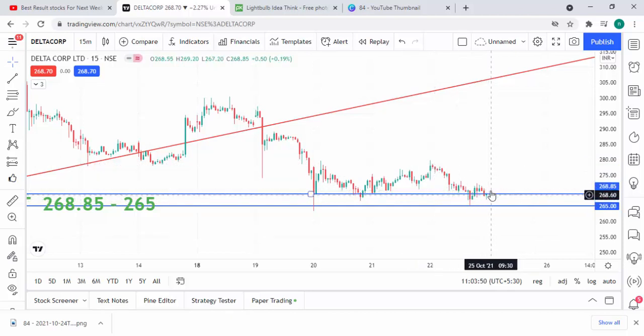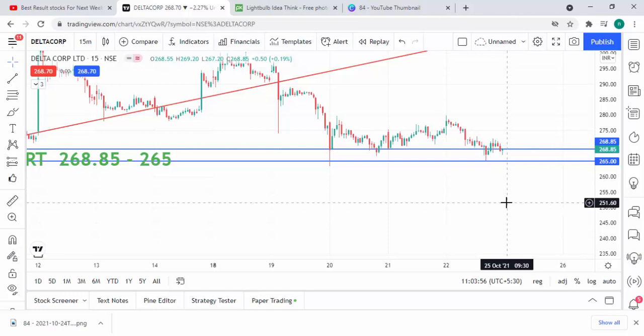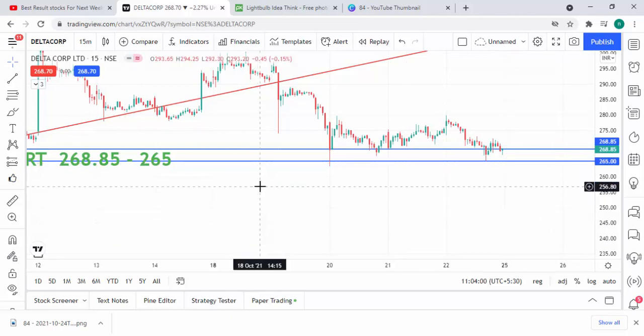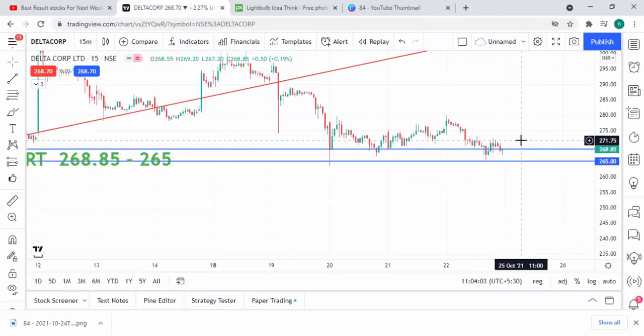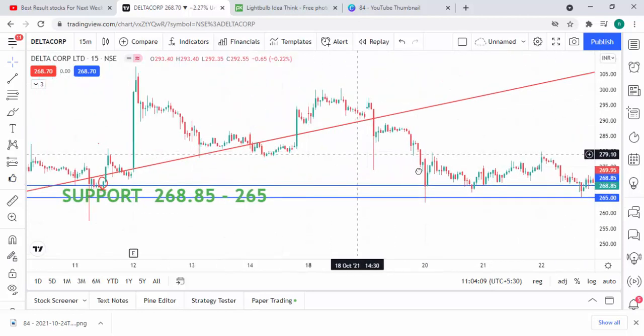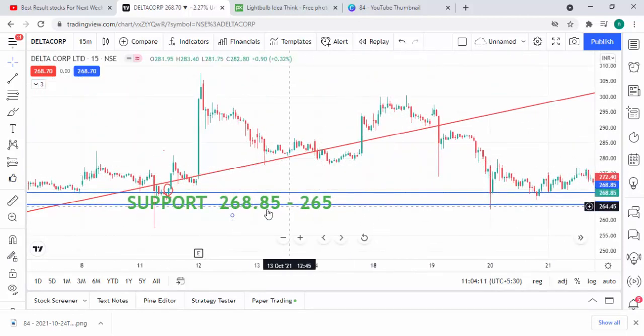If the 50 minutes candle is closing above, we can go for buy, and if the 50 minutes candle is closing below, then go for sell. We are not using any kind of indicator, we just draw this level, and if the 50 minutes candle is closing above this level, we go for buy. If the 50 minutes candle is closing below this level, then we go for sell. So Delta Corp is working fine as per the level. It's acting as a strong support till now.